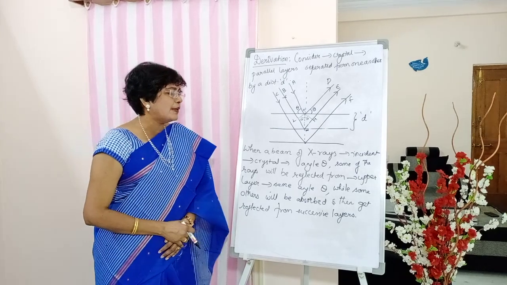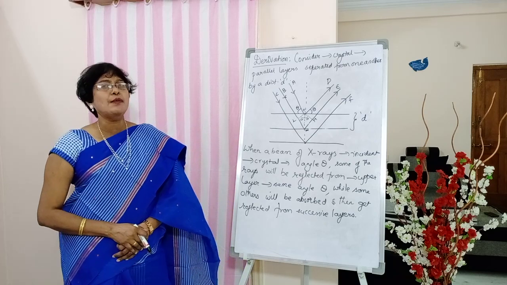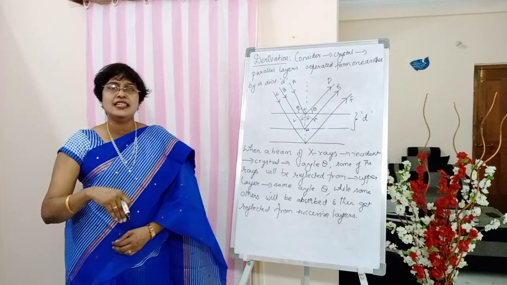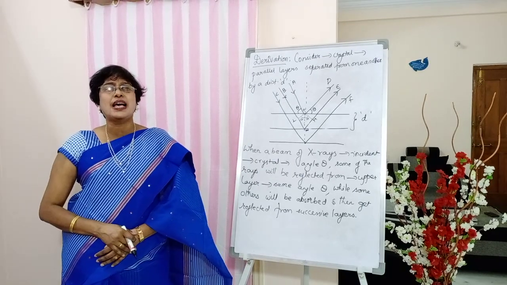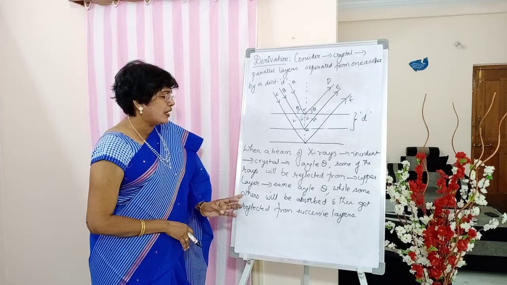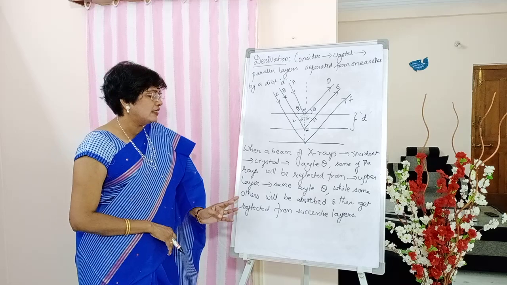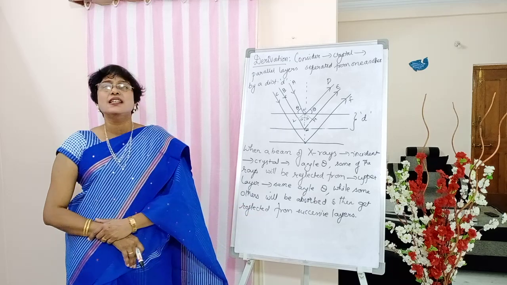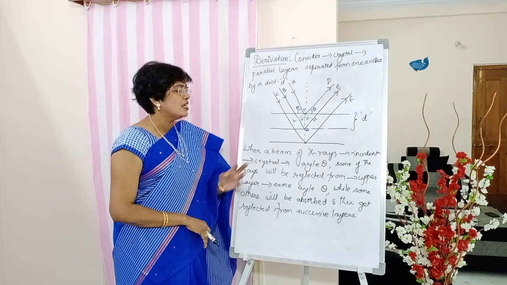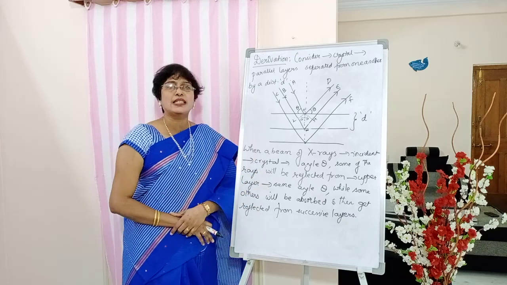So some of the rays are reflected back from the upper layer itself at the same angle, whereas a few rays go deep into the crystal, strike the atoms, and are reflected back from the successive layers. Till here we have written: at the same angle theta, while some others will be absorbed and then get reflected back from the successive layers. These two or three sentences are the description of the diagrammatic representation.